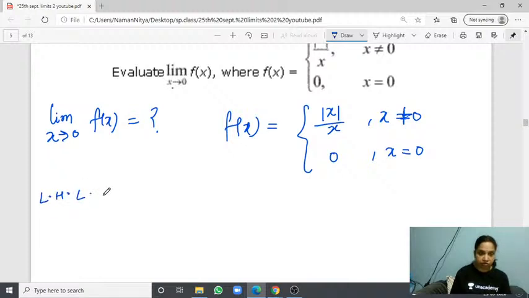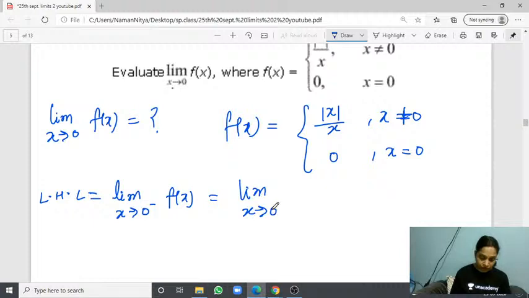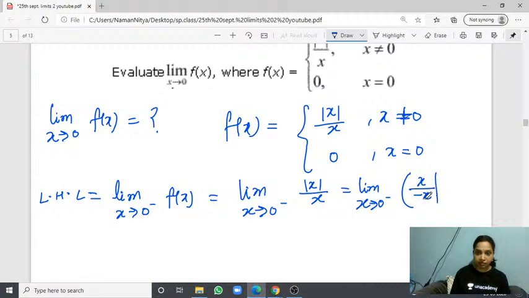Left hand limit. So that is nothing but equal to limit x tends to 0 minus f of x. From the left side I am coming, so obviously the function is mod x by x. When x is negative, mod x gives you minus x, so it becomes x by minus x, because x is negative. So obviously the answer will be -1.